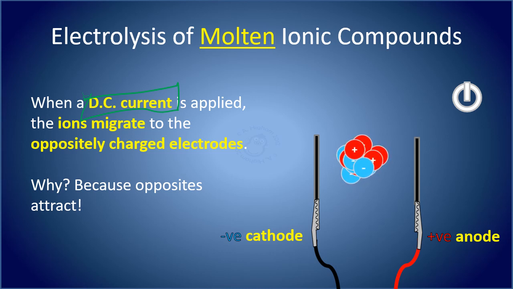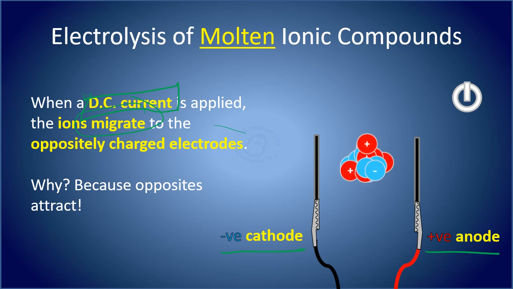And we get this idea that ions migrate to the oppositely charged electrodes. So migrate just means to move. So like birds migrate, don't they, in the seasons? So the ions will migrate or move to the oppositely charged electrodes. So down here we see we've got the negative cathode and the positive anode.